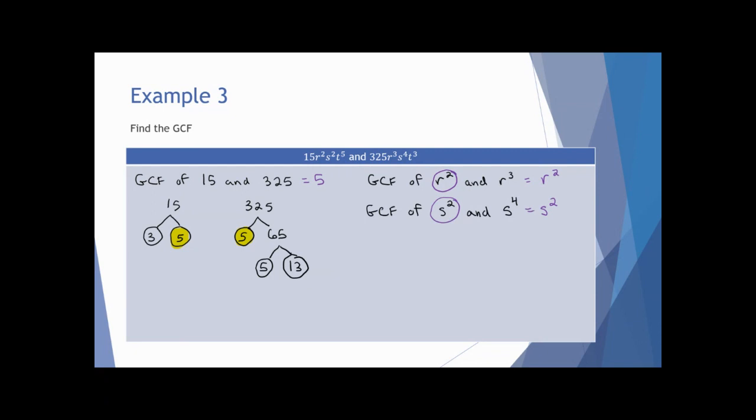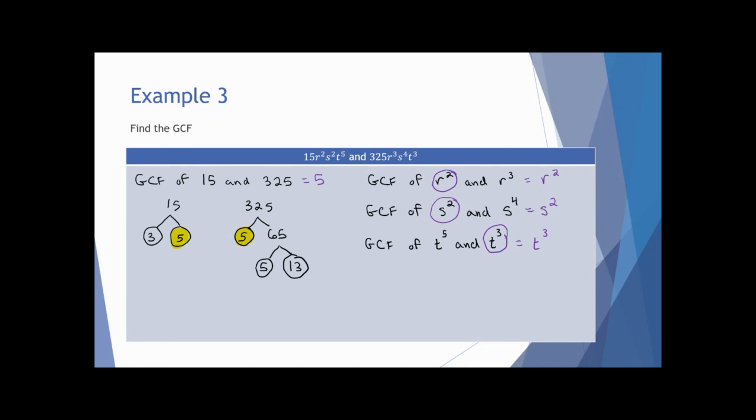The next letter we have is T. I want the GCF of T to the 5th in the first term and T to the 3rd in the second term. The smallest exponent out of 3 and 5 is 3. 3 is smaller than 5. So that is our GCF. So that is T to the 3rd power.